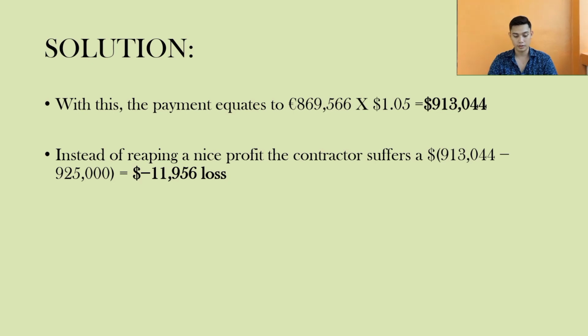$913,044. So, sa loss formula, payment minus estimated working cost, which is $913,044 minus $925,000. Instead of reaping a nice profit, the contractor suffers a $11,956 loss. So, naay loss tungod kay nausob ang exchange rate sa euro.